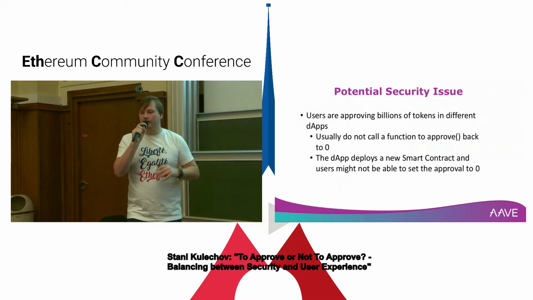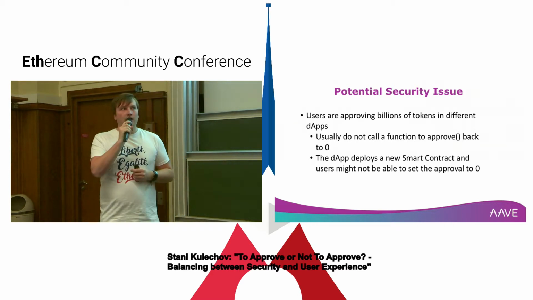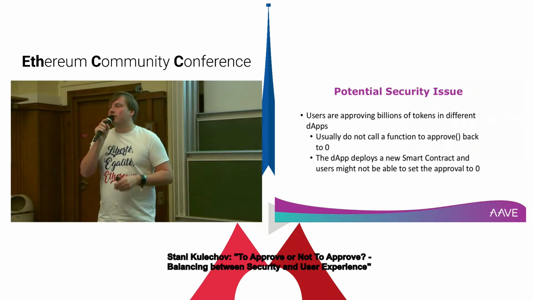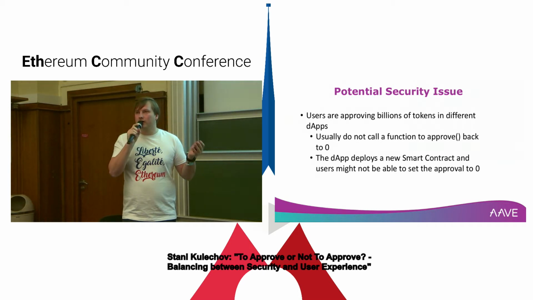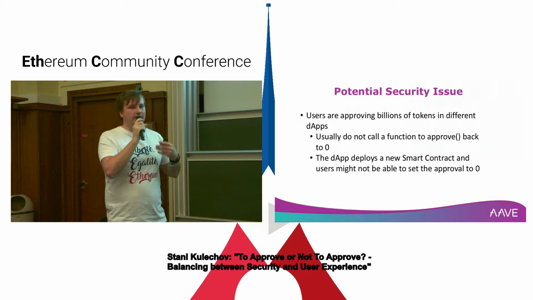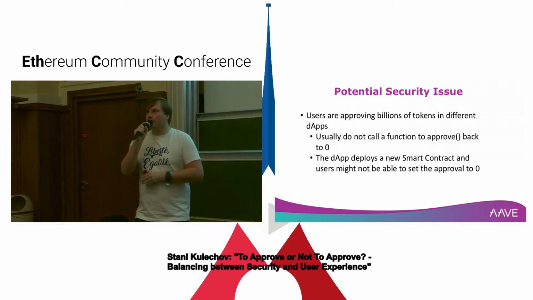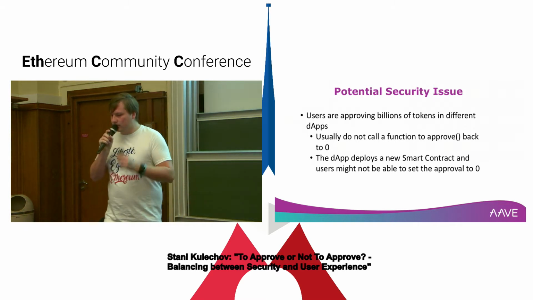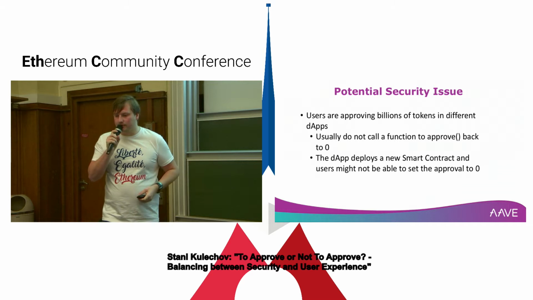And we're talking here about users who are not that technical, right? A technical person might find those smart contracts where they have approved billions of tokens and set it back to 0. But that's not the case for all, especially newcomers to decentralized finance.